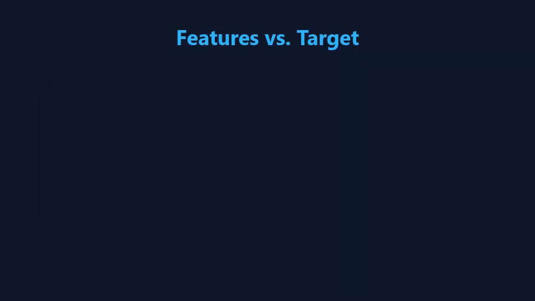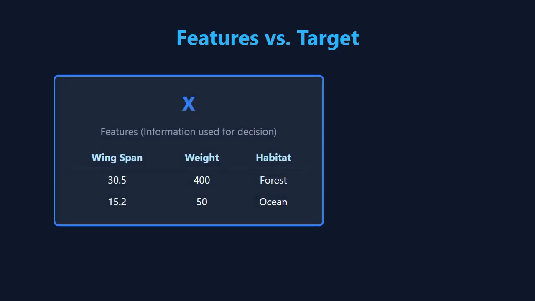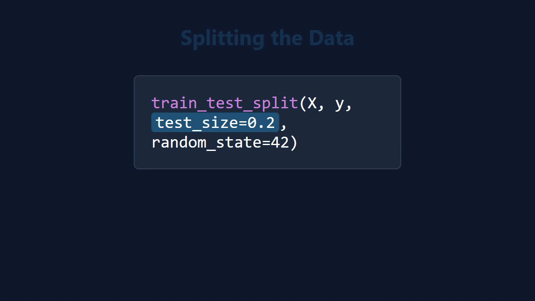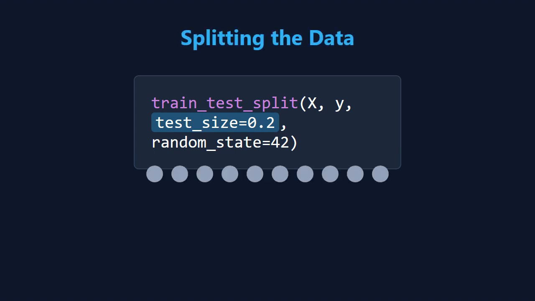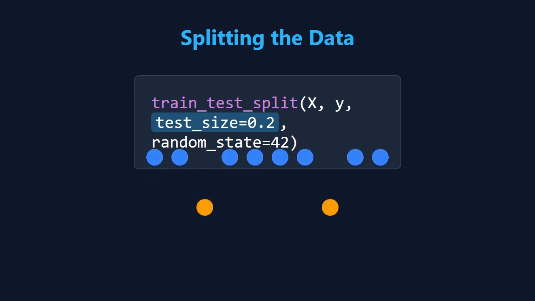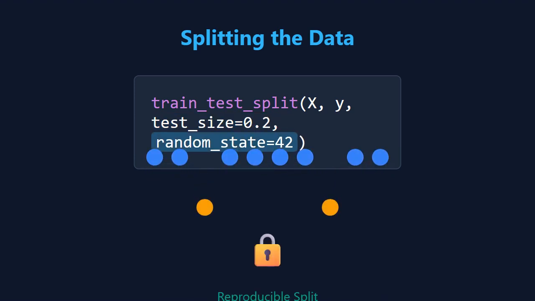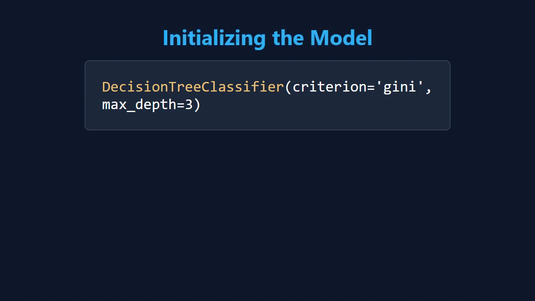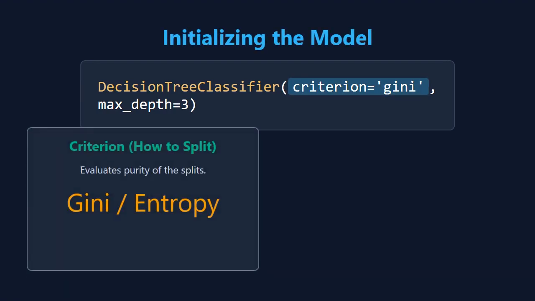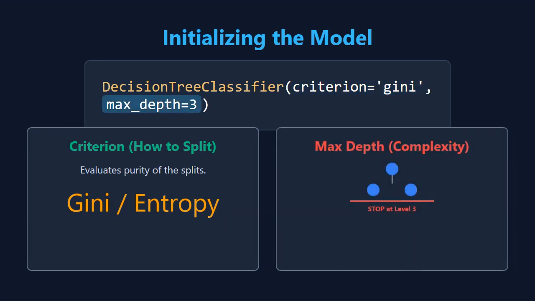X contains the information used to make the decision. Y contains the correct answer. Test_size equals 0.2 means 20% testing. Random_state equals 42 makes the split reproducible. Criterion controls how the tree evaluates splits. Max_depth controls tree complexity.